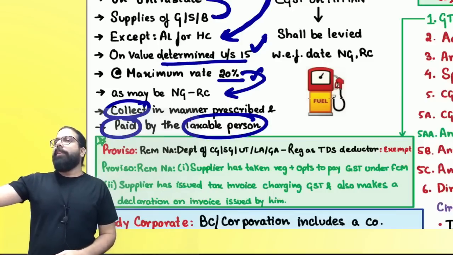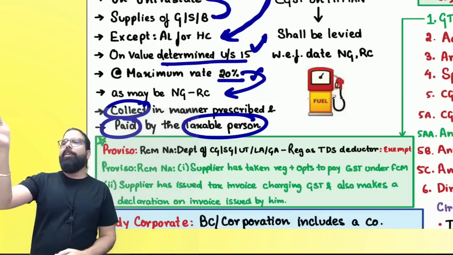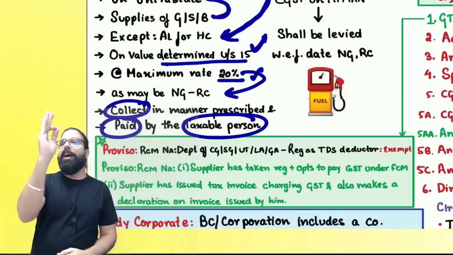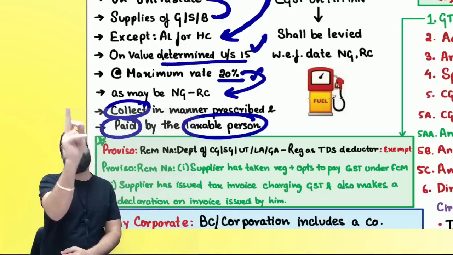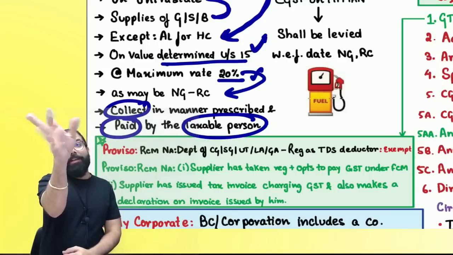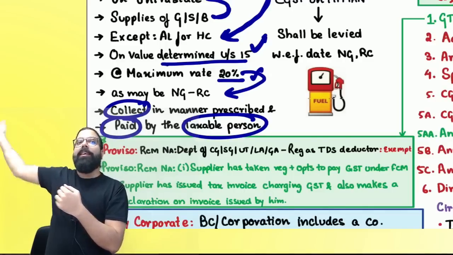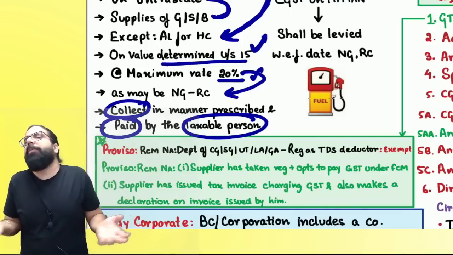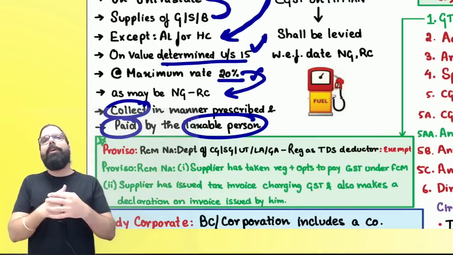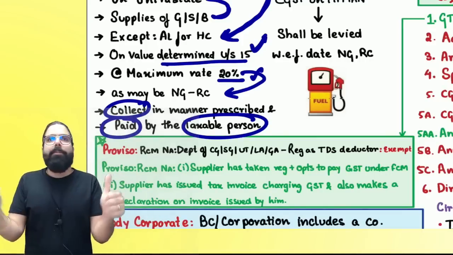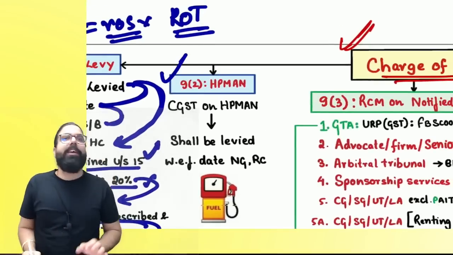Whenever goods or service is supplied, GST will be levied. GST will not be levied on alcoholic liquor. Value multiplied by rate of tax. Rate of tax will be notified by the government. Just collect and pay. Who will pay? Taxable person. Taxable person means who is registered or liable to be registered. Simple, everyone. Then we have section number 9.2 which says HP man.